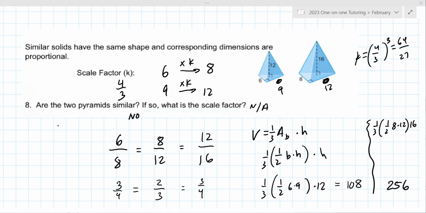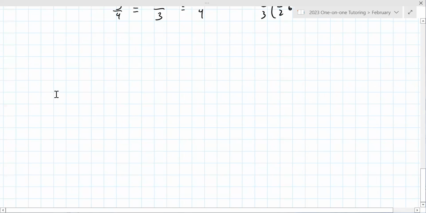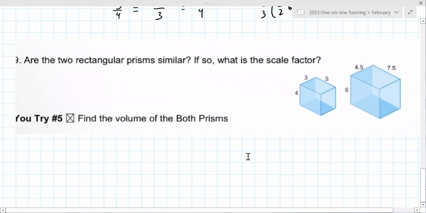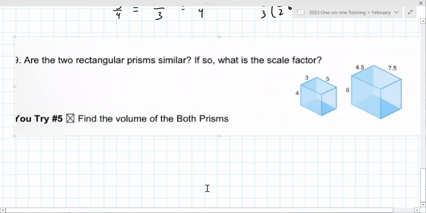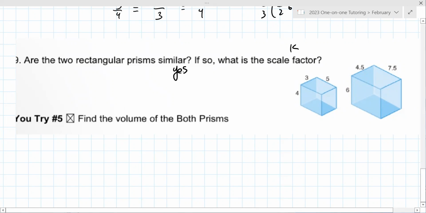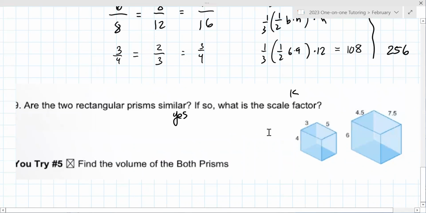So let's see, number nine here. All right, so are these prisms similar? I want you to give me a yes or no. If they are, give me the value of K, please. Okay. Let's see, so 4 to 6, that would be 2 to 3, 3 to 4.5, 2 to 3, 5 to 7.5, 2 to 3. Yes, it would. And the scale factor would be... Oh, let me go back here. I should have mentioned this.